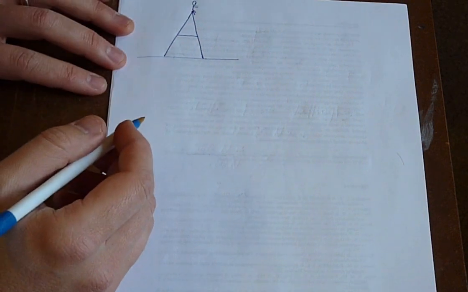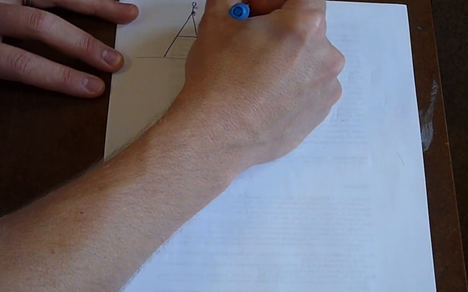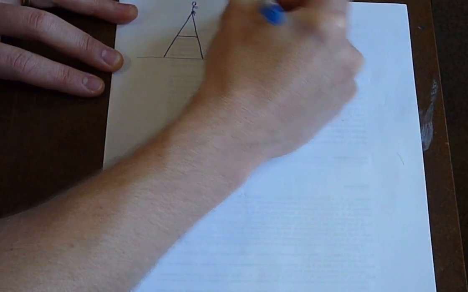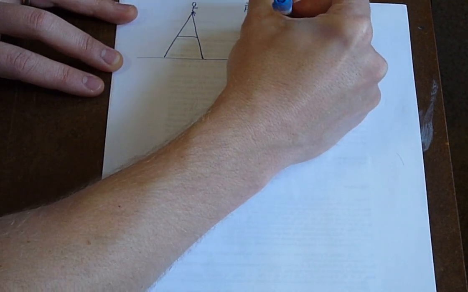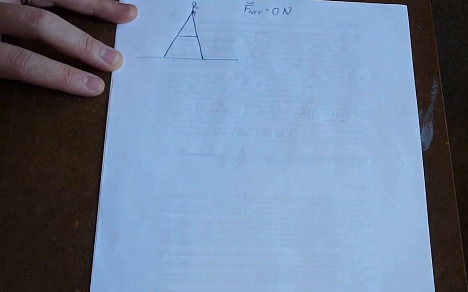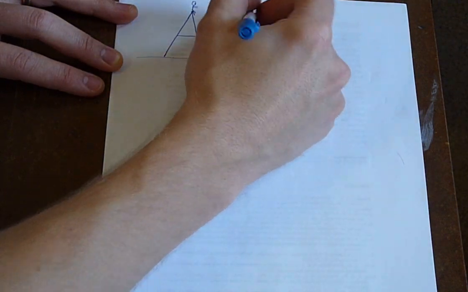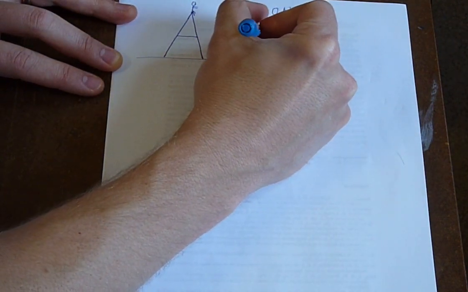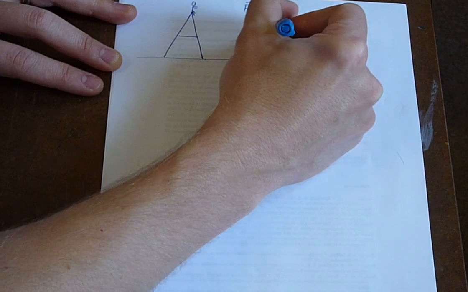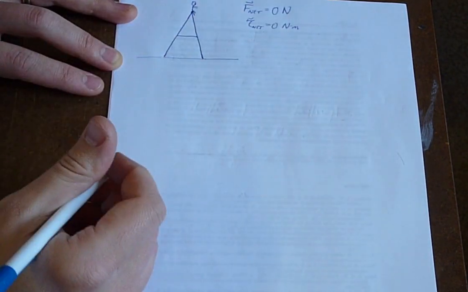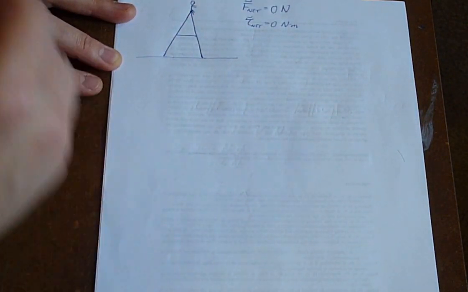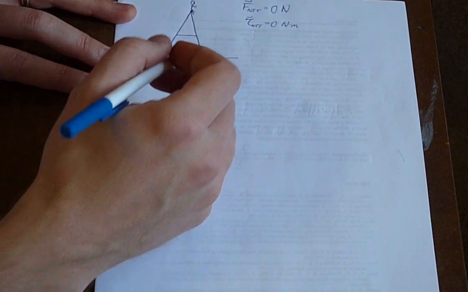We need to consider the conditions for static equilibrium in order to determine the answers to the questions in this particular problem. We know the sum of the forces is going to be equal to 0. We also know the sum of the torques, or the net torque, is going to be equal to 0 newton meters. So we just need to apply this over and over again.